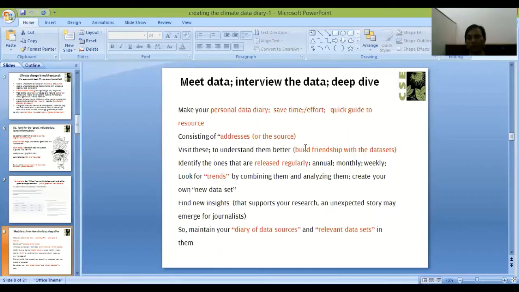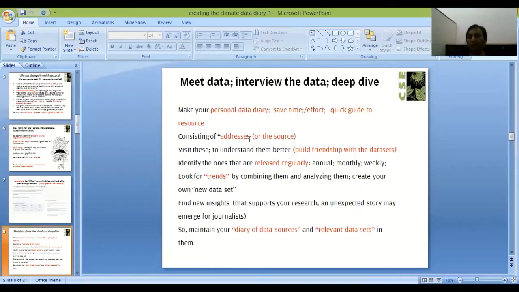So all of us agree that we need to create a data diary. Why? Because it will, of course, save our time and effort. It is definitely a quick guide to the various resources. It's like all of us have visiting cards of our friends, of our close contacts. Similarly, it is your guide to the online resources and of course offline too. It consists of addresses, which means it has websites.